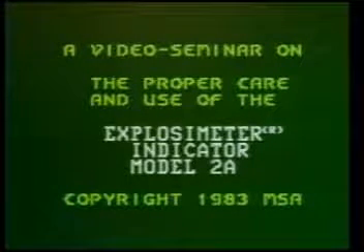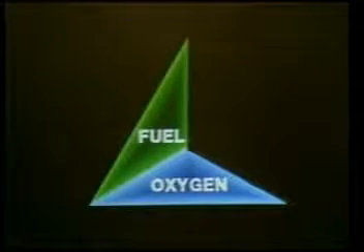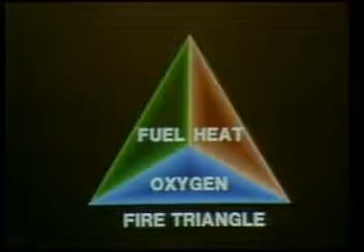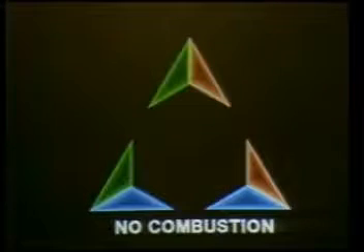To start, let's quickly review how combustion occurs. First, there must be fuel. Second, there must be oxygen to support combustion. And third, there must be heat, or a source of ignition. This is known as the fire triangle. But remove any one of the legs of the triangle and no combustion.